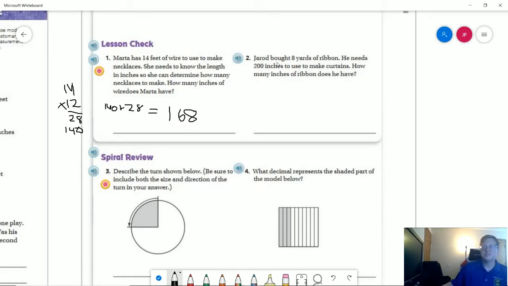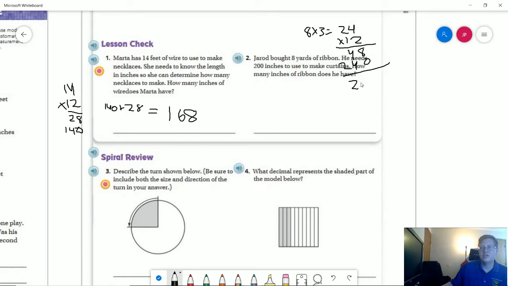Number 2. So if we are changing 8 yards, we're comparing to 200 inches. So we have 8 yards of ribbon. We can do 8 times 3 to get 24. And then we can do 24 times 12. And so that would give us 48 on the top. And then we would have 240 on the bottom.